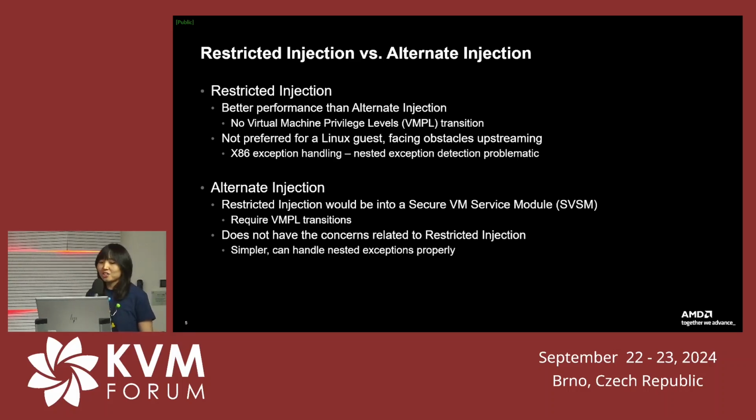In alternate injection, restricted injection is used to inject into a secure VM service module, so it requires VMPL transition. However, it doesn't have the concerns related to restricted injection mentioned above. The reason is the SVSM is simpler. It can handle nested exceptions properly. So we focus on alternate injection. Next, I'm going to talk about what alternate injection is and what needs to be done there.